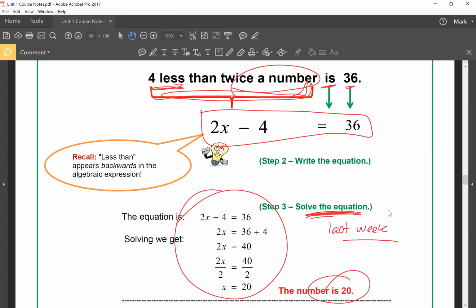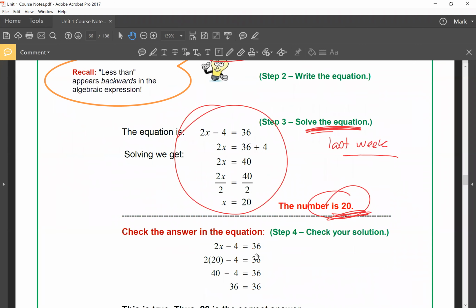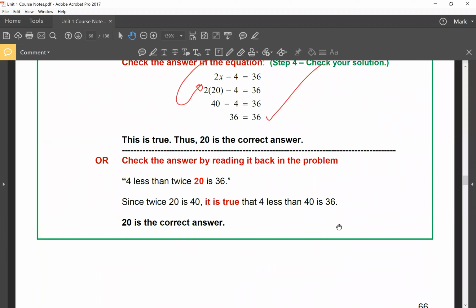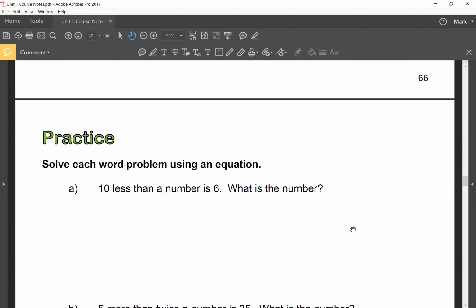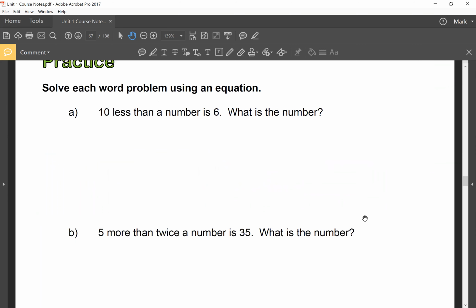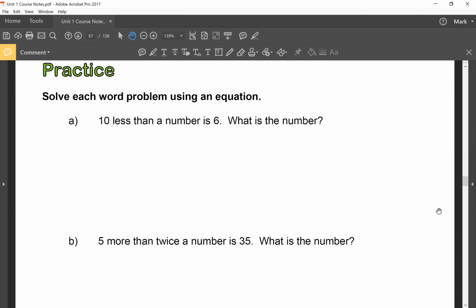Just remember, when you get your answer, you can check your answer. I can check my answer by putting it into the equation. So taking that 20 and putting it into the equation to see if it works. So let me show you some, right? I don't really like reading things to you. I want to show you. So let's look at one of these together.